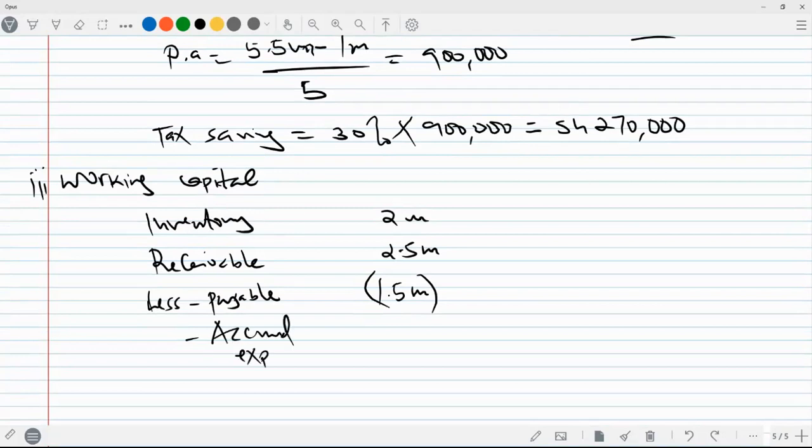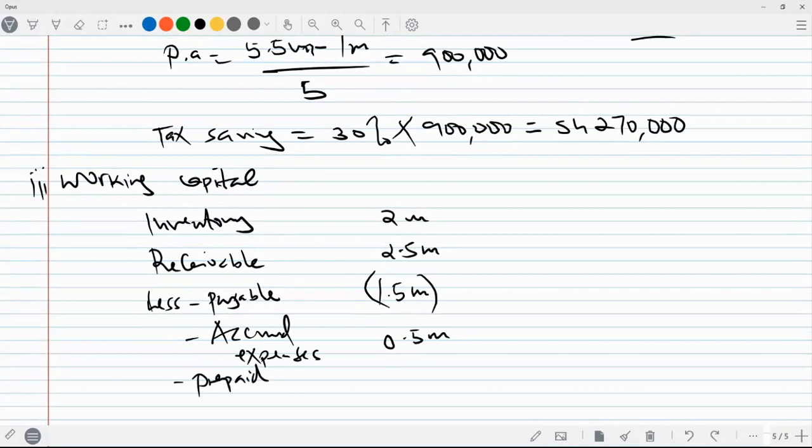Accrued expenses. Don't forget they're already negative, so we are deducting a negative. Minus will give us a plus. Therefore, 0.5 will be a plus, 0.5 million. Okay, that's for the case of accrued expenses. And the same applies for prepaid expenses.